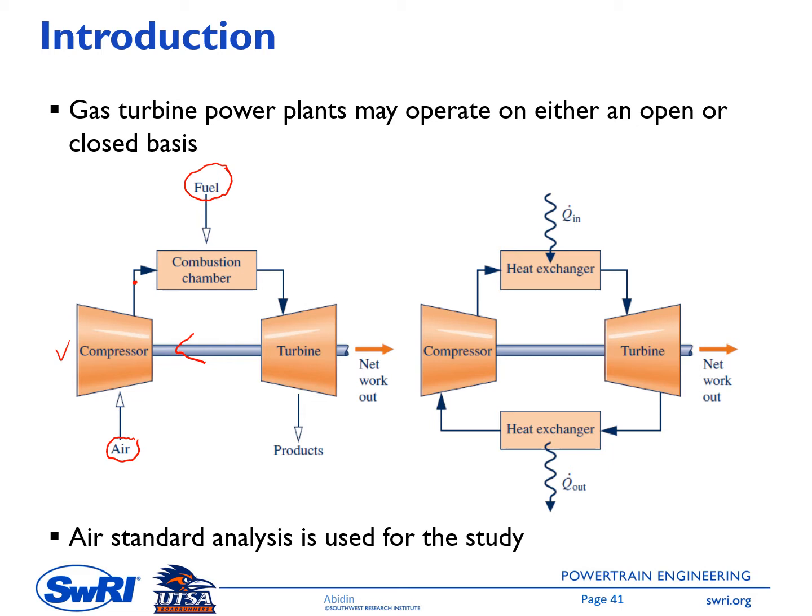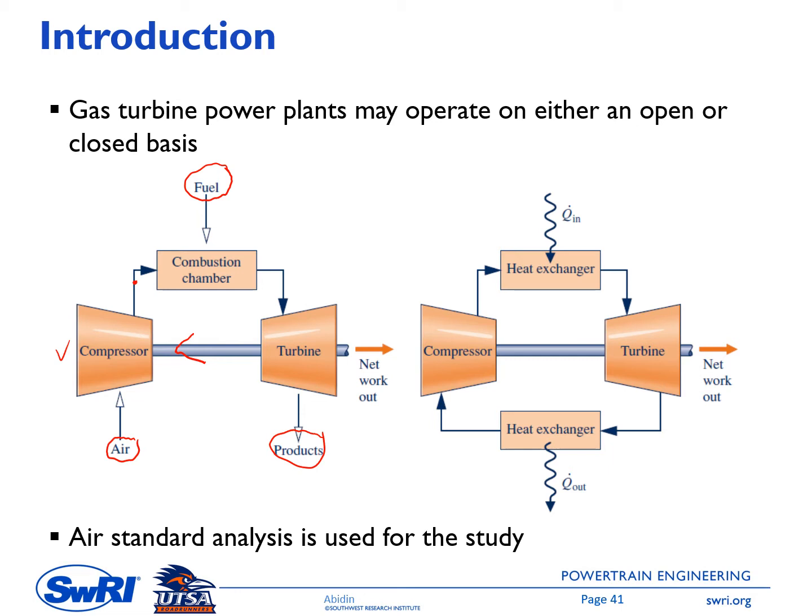Some of this work will be used to drive the compressor. The rest of the work will be used for other purposes. And then the working fluid exits the turbine as a product of the combustion, and it goes to the surroundings. So this is an open system. As you can see, in this open system we don't have a thermodynamic cycle process here.